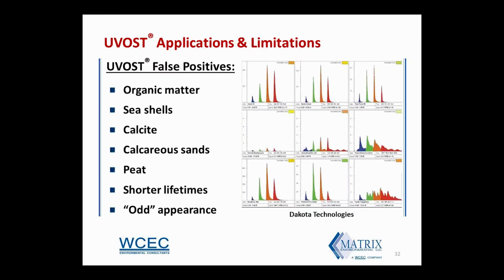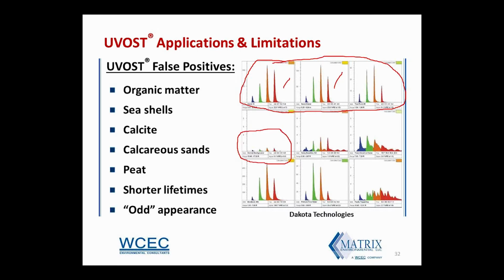And here's a list of materials that can cause false positives with the UVOST. We've got different organic materials, seashells, calcite, calcareous sands. Up here in the top part of this particular diagram, these are different sands from different places around the world. Actually, these first two are. I think the second one is tree roots. Here we have what is considered normal background response. If you change the scale on a log, you're going to see that very, very commonly.